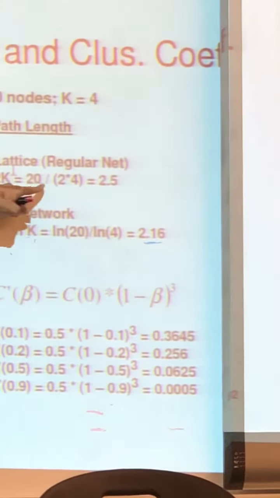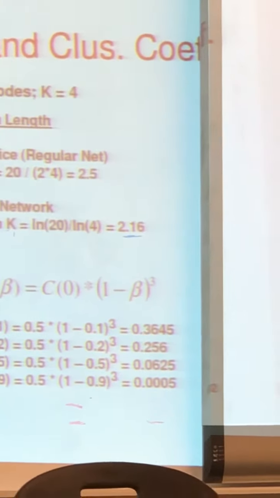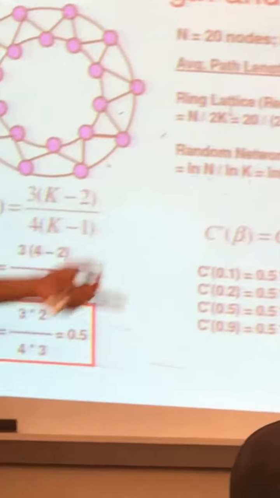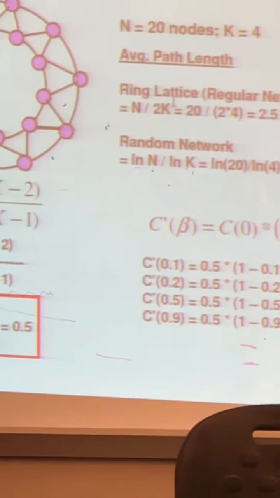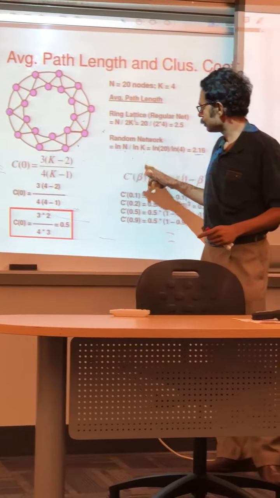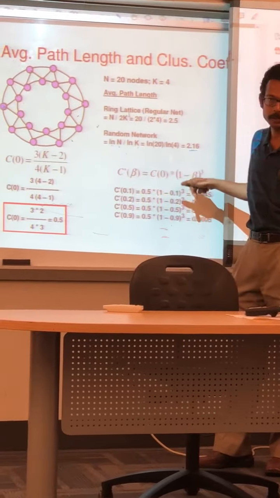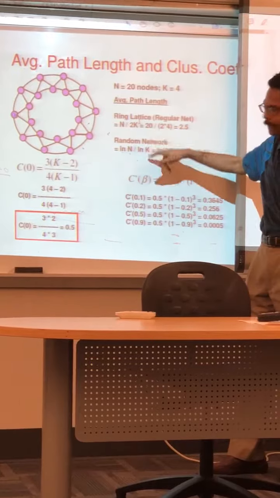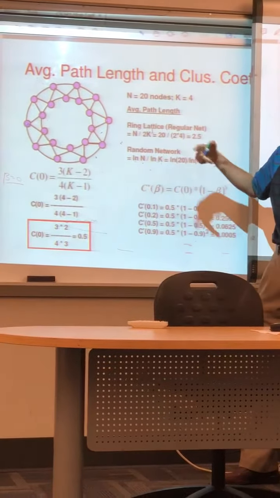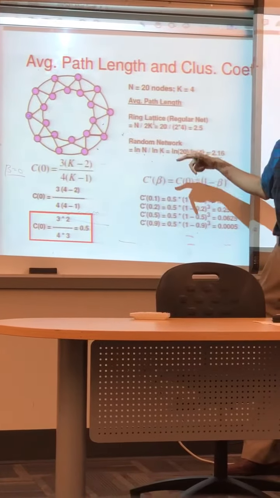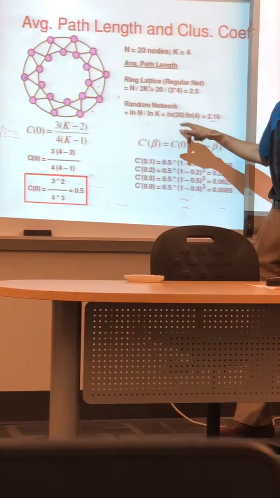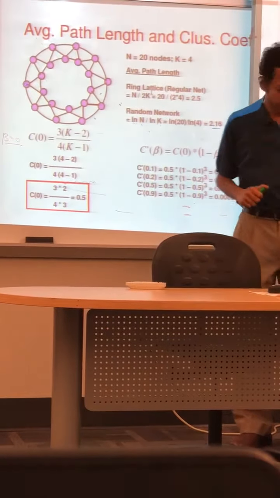So 20 divided by 2 times 4 is 2.5. Okay, so that's how we calculate the path length for a regular network and for a random network. So that's the formula then? C beta, this is the formula for clustering coefficient. Okay, and this is the formula for path length. Yeah. There's no formula for path length for a small world network because it all depends on probability. So it's not that easy to mathematically formulate like this for clustering coefficient, the path length.